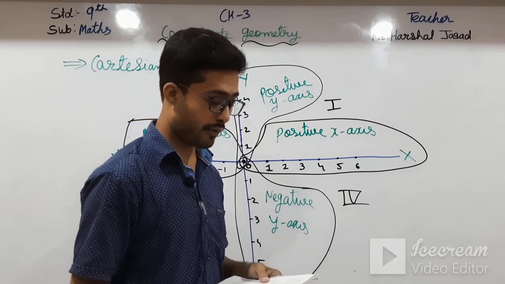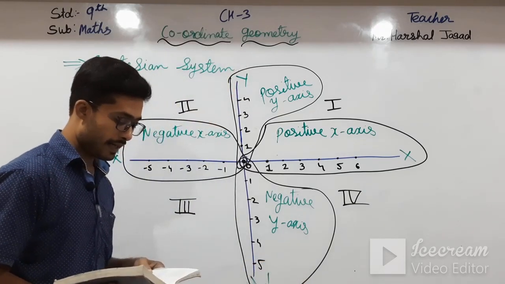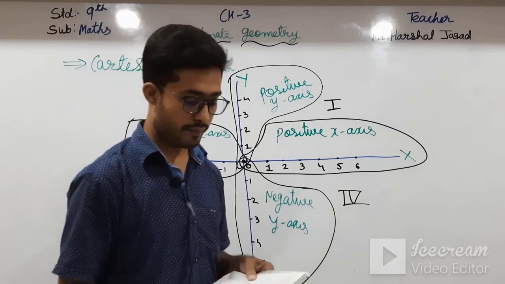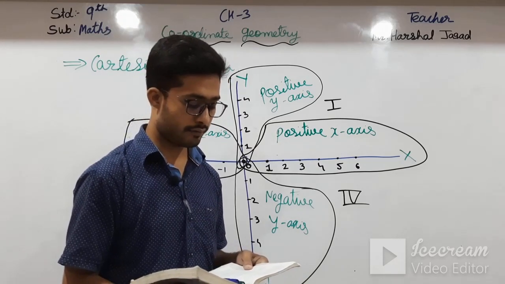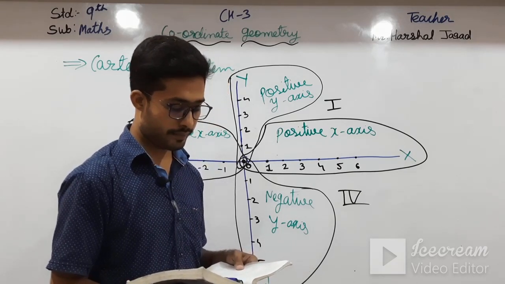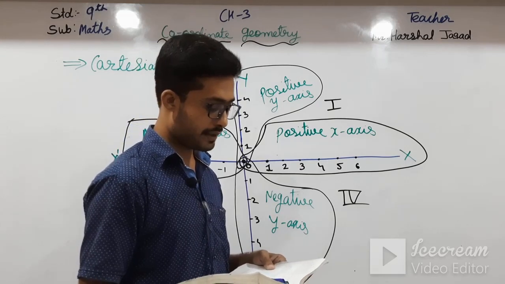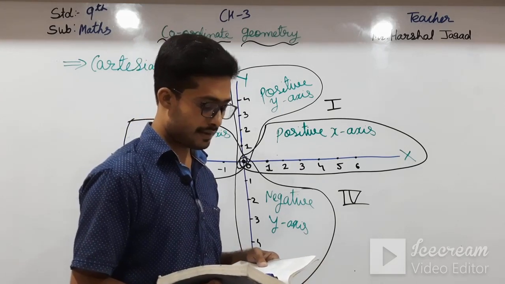The axes are called the coordinate axes. Now let us see why this system is so basic to mathematics and how it is useful. Consider the following diagram where the axes are drawn on a graph paper. Let us see the distance of P and Q from the axes.